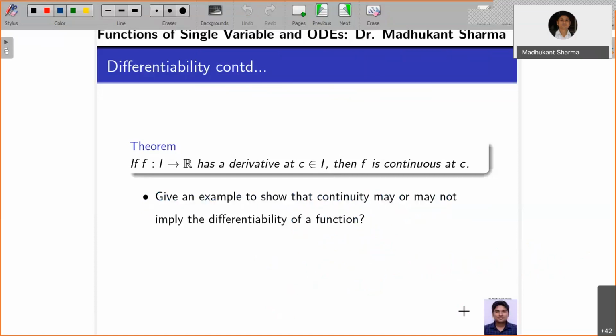So I have already explained the example to show that continuity may or may not imply the differentiability of functions. I have already explained this example; you can take a similar example. f of x equals mod x, whenever x belongs to minus 1 to 1. The function is continuous everywhere on the interval minus 1 to 1. So the function is continuous at 0, but the function is not differentiable at 0. That we have just seen.